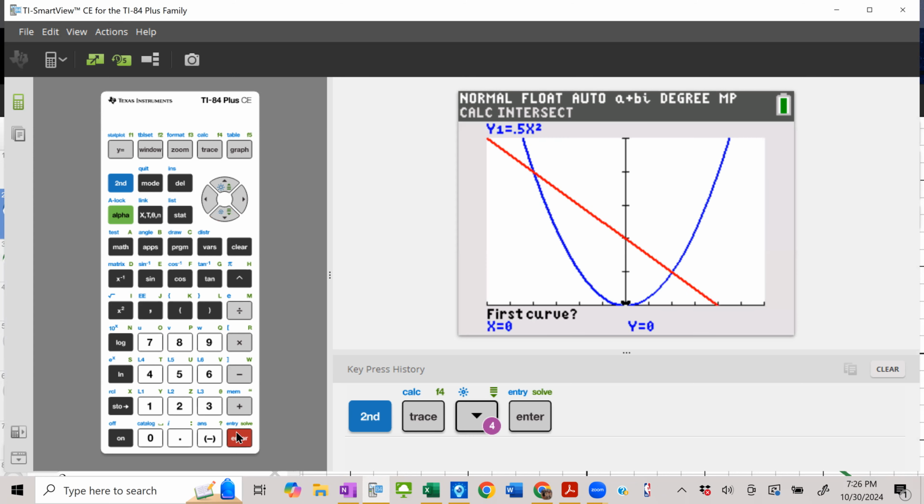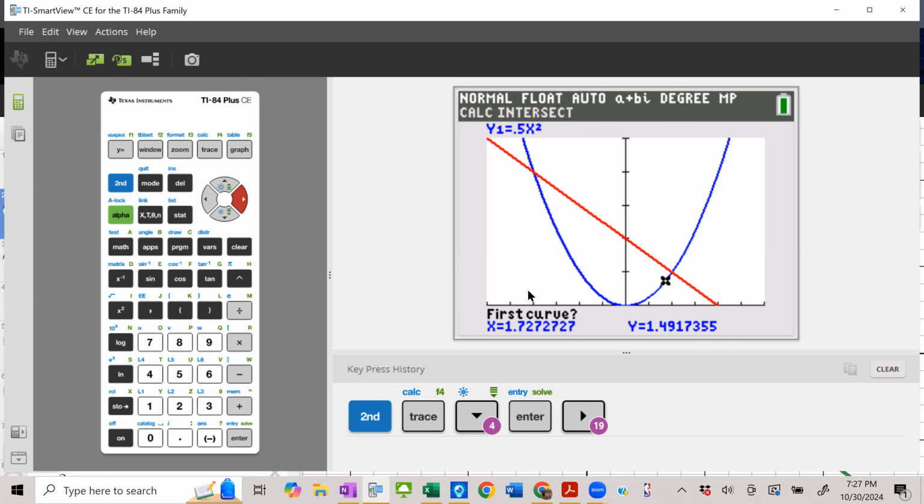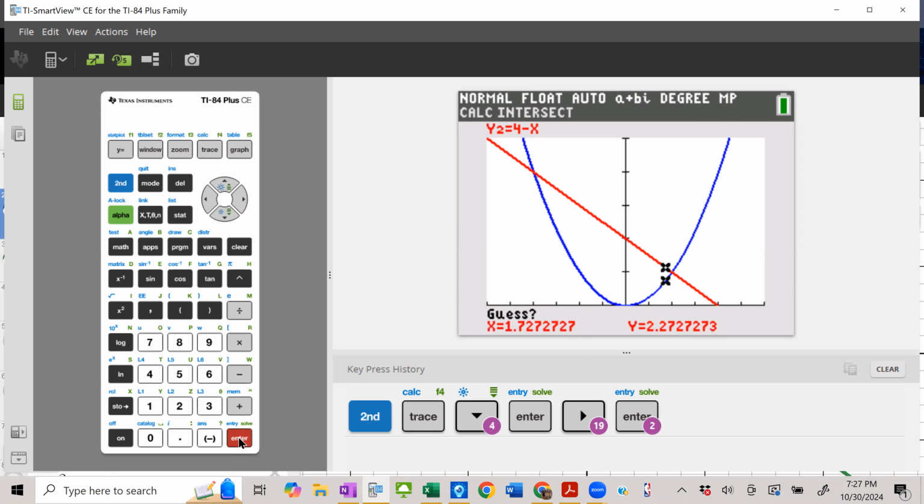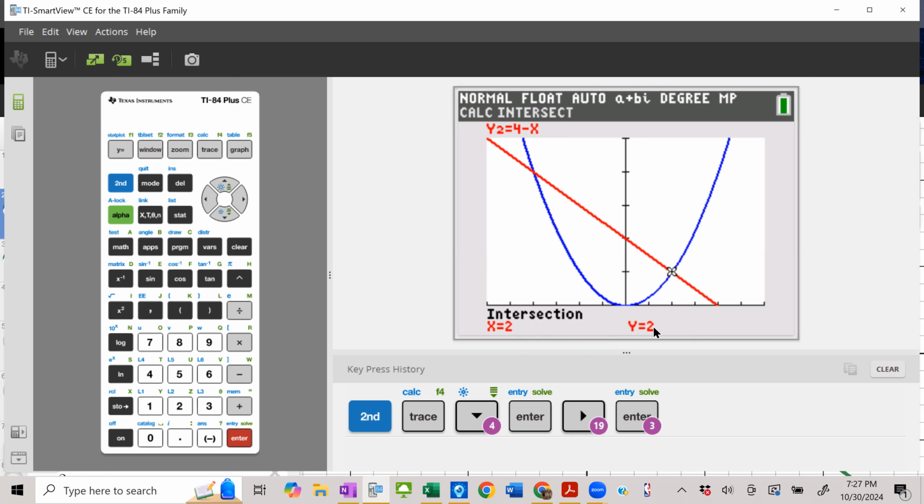Go down to 5, intersect, saying, all right, where do you want to look for point of intersection from the first curve? So just get close to that point of intersection, and you're going to press enter a total of 3 times once you get close to that point of intersection. 1, 2, and 3. There you go. Occasionally, it'll be off by the minutest of amounts, but generally speaking, it should be pretty close.